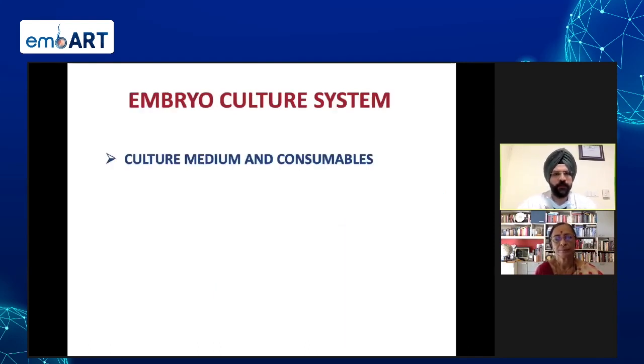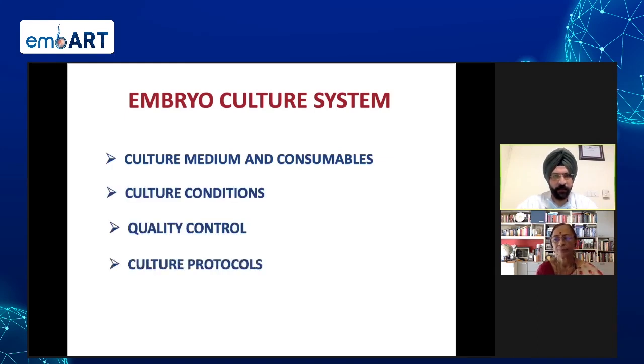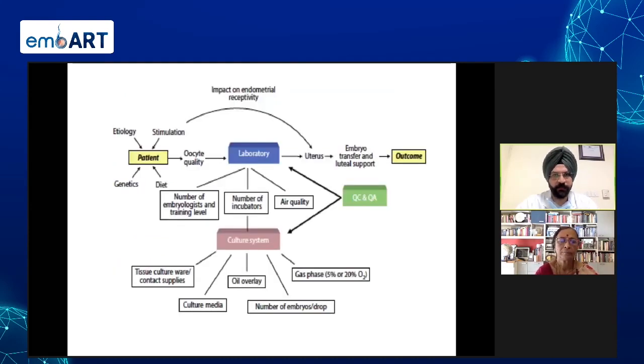The embryo culture system has a few components. First is culture media, which we are going to discuss, as well as consumables, culture conditions, and quality control, which vary from lab to lab. And ultimately, it's the embryologist who is taking care of all these constituents and trying to use them optimally to give excellent pregnancy rates. This is from David Gardner's book, in which he has outlined so many variables which are responsible for the ultimate outcome.